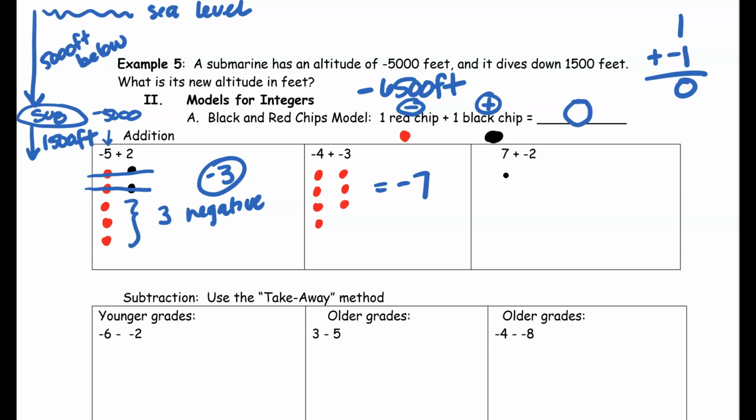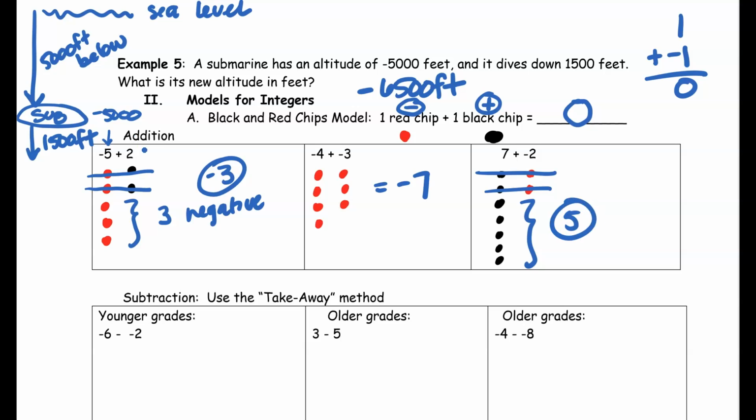The next one, it looks like we've got 7 positive and 2 negative. And then you can go cancel the pairs out that are a negative and a positive. And then left over, we've got 5 positive. So our answer is a +5.